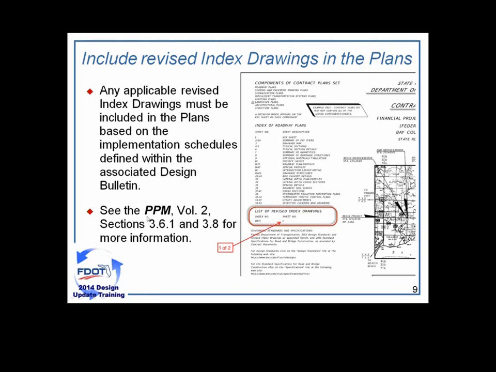For more information on how to include them in the plans, see the PPM Volume 2, Sections 3.6.1 and 3.8. You'll also have to include it in the list of revised index drawings in the index on the key sheet. You only need to include the sheets that have been modified. For example, if there are two sheets in the design standard and only sheet 1 has been revised, you can include sheet 1 of 2 in the plans.